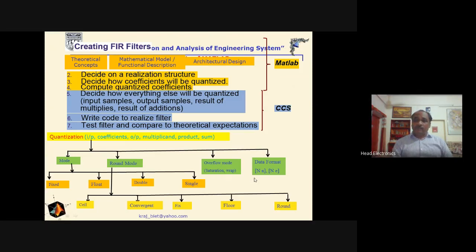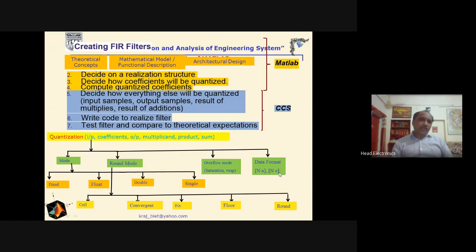And the final selection is the data format, means which data format will be used. For the fixed point, we have to use this data format, that is the capital N, small n, where the capital N represents the word length of the data, and small n represents the total number of bits that are used for the fractional number representation. Similarly, for the floating point number representation, we have to use the capital N and the small e, where the capital N represents the total word length and the small e represents the number of bits that will be utilized in order to represent the exponents.